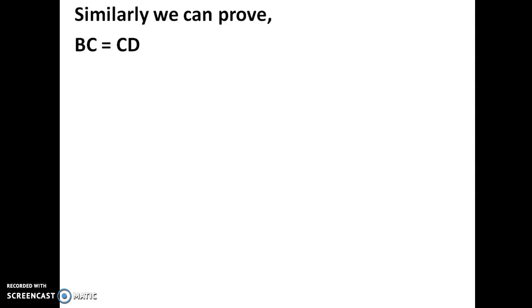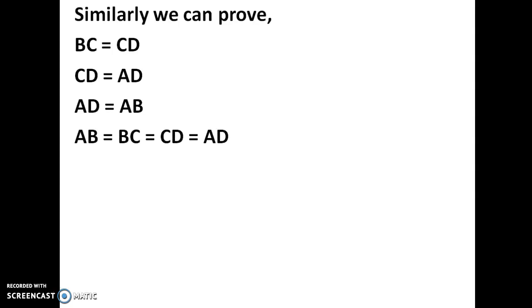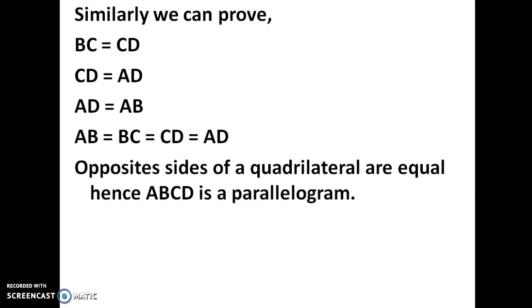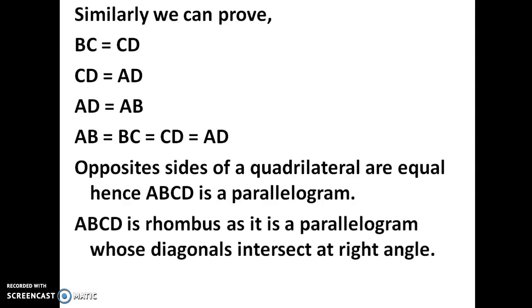Similarly, we can prove BC equal to CD, CD is equal to AD, and AD is equal to AB. So by that we can prove that AB equal to BC equal to CD equal to AD. So how we proved with two triangles that these two adjacent sides are equal, similarly, you can say these four sides are equal. So by that we can prove that opposite sides of the quadrilateral are equal. Hence, ABCD is a parallelogram.